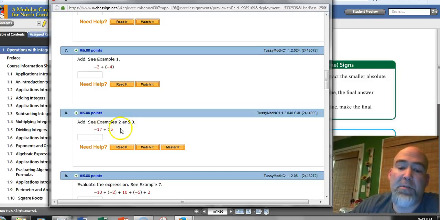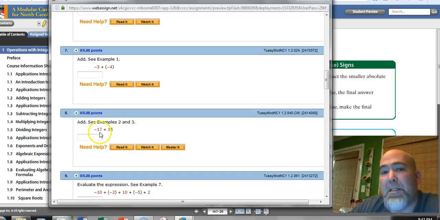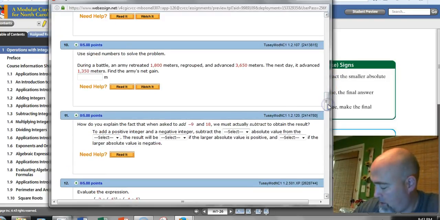So again, the signs are different. So I subtract the numbers just like normal. Don't worry about signs right now. So I get 17 minus 15 is 2. But then my final answer should be negative because the absolute value of negative 17 is the largest value. So in something like this I would get a negative 2. And I'll work that one out just to show you how it's set up.